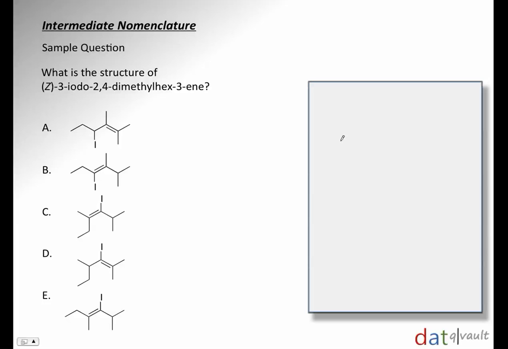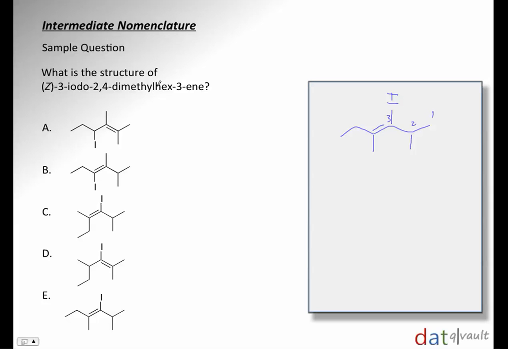So the quickest way to answer a problem such as this is to first find the longest hydrocarbon chain in the name. So we know it's going to be a hexane because it's a hex-3-ene. So I'm going to draw a 6-carbon long chain. We know the alkene, or the unsaturation, is going to be at the 3 position on the hexene. So we're going to draw a double bond starting at the 3rd carbon. We're going to put methyl groups at both the 2 and the 4 position on this molecule. And then this molecule also has an iodine at the 3 position.